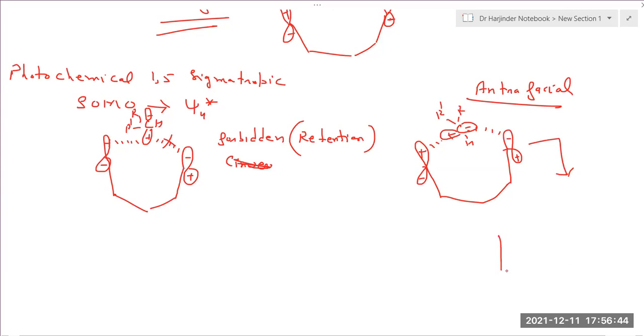Retention or inversion? Inversion, because this will rotate. Negative phase with inversion. So this was your photochemical 1,5 sigmatropic rearrangement when your migrating group is an alkyl group. The exam's key question on that is: discuss the stereochemistry of a sigmatropic rearrangement reaction when the migrating group is an alkyl group.